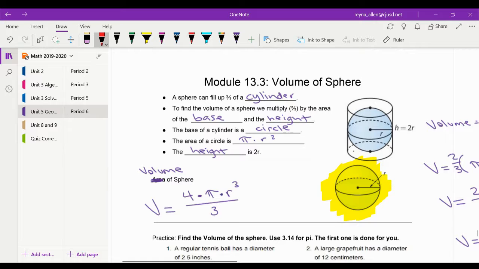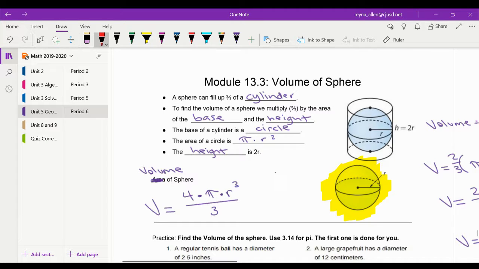So in comparison to a cylinder, a sphere can fill up 2/3 of a cylinder. So it is less volume, but it fills up 2/3 of it. So to find the volume of a sphere, we take our volume of our cylinder and multiply it by 2/3. So that's 2/3 times your base times your height. Remember, the base is still a circle, and your height for this one is 2 radius tall.